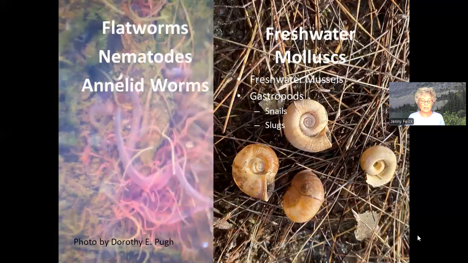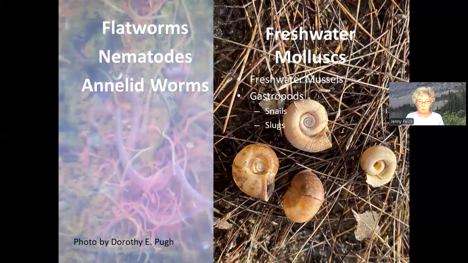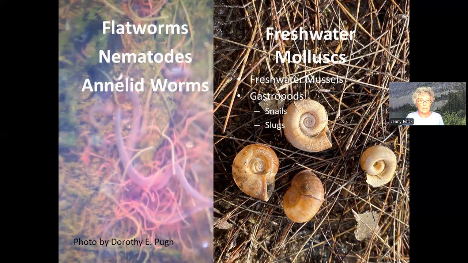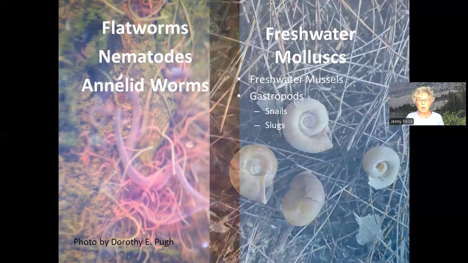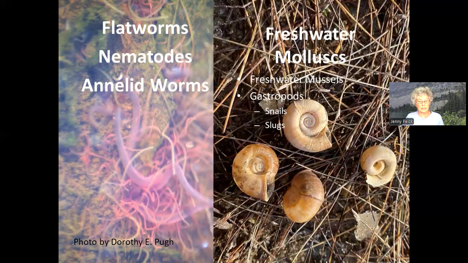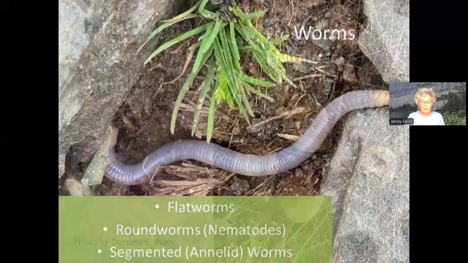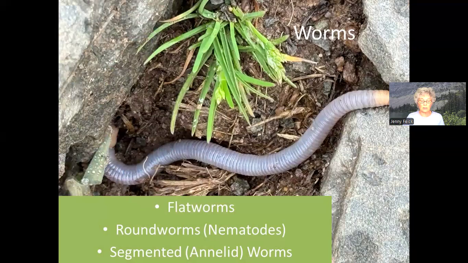In this video, I focus on species from the three phyla of worms, the flatworms, nematodes, and annelid worms, as well as species of freshwater mollusks, which in the vicinity of the Great Divide consist primarily of pond snails. Worldwide, there are at least 20,000 species of worms. The three worm phyla are flatworms, roundworms or nematodes, and segmented or annelid worms. There are species from all three groups in the Canadian Rocky Mountains.